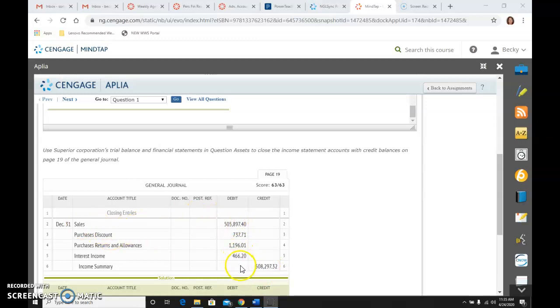So here is the entry. So I've debited those four accounts: sales, purchase discount, purchase returns and allowances, and interest income, to get rid of the balances. And I've added all four of those up to get 508,297.32. So that is the first entry.